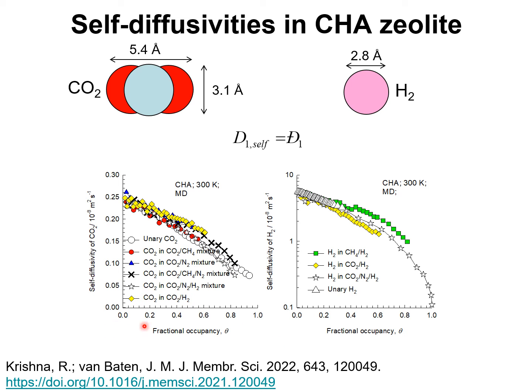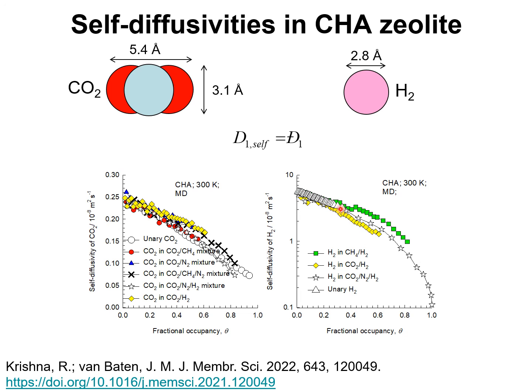We note that if the self-diffusivity data are compared at the same fractional occupancy within the pores of chabazite, the self-diffusivity of CO2 in the mixture has the same value as the unary self-diffusivity. This is an important and practical conclusion that is drawn from MD simulations. The same is true for the self-diffusivity of hydrogen.